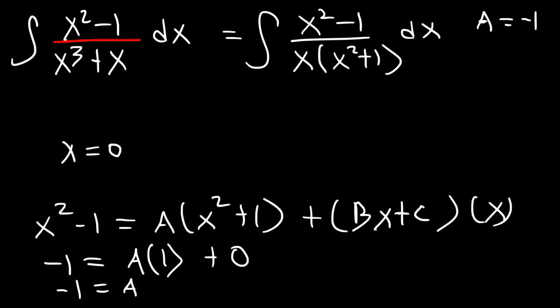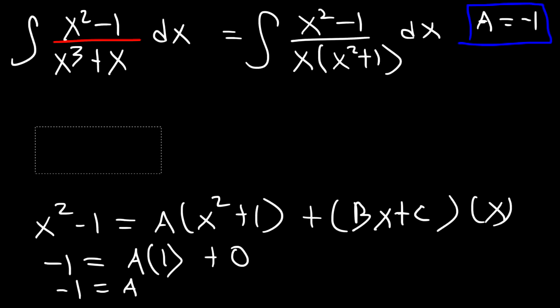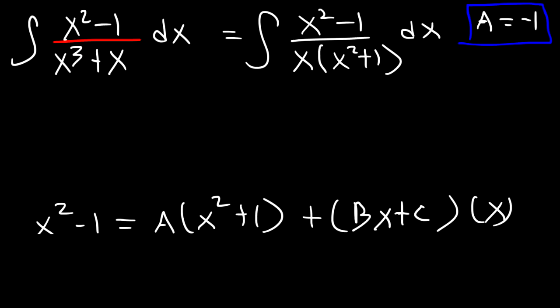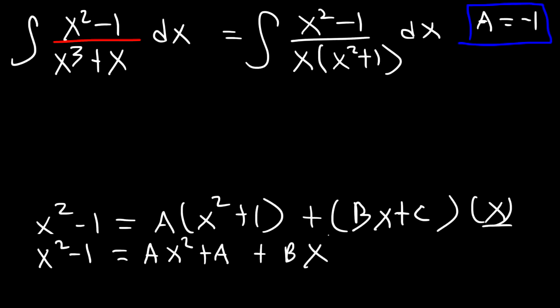So now we need to calculate b and c. So what should we do at this point? Now, there's no other number that we can plug in that will just get rid of b or c. So therefore, we're going to have to do this another way. Let's organize the terms that we have. On the left, we have x squared minus 1. On the right, it's going to be ax squared plus a. And then if we distribute x, it's going to be bx squared plus cx.